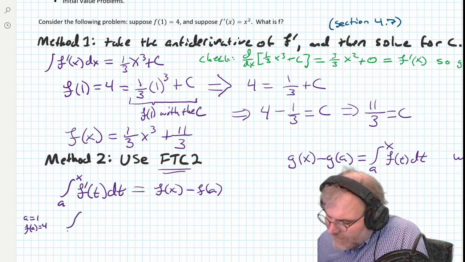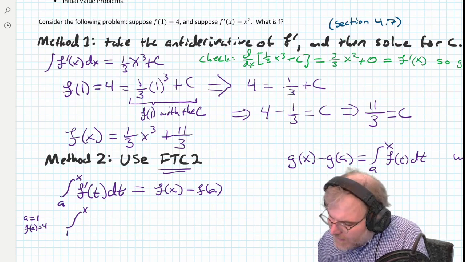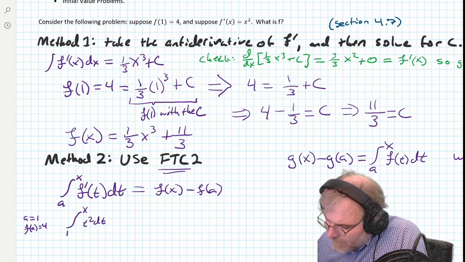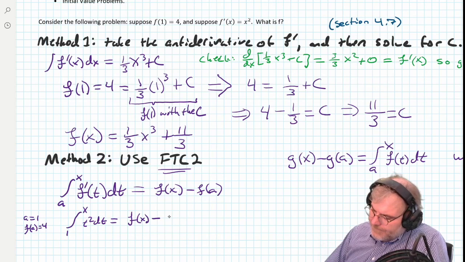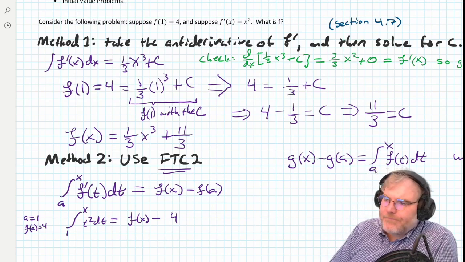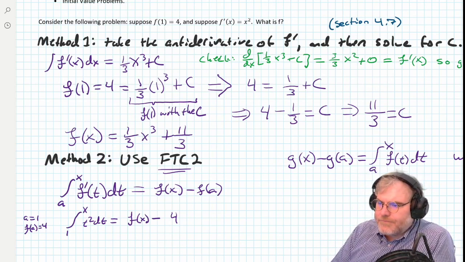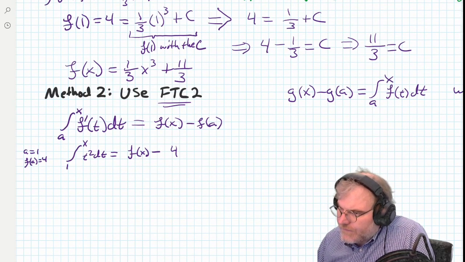So now what I have is that the integral from 1 to x of f prime of t dt, and I have that, that's x squared, so t squared, equals f of x minus f of 1, which is 4. How do we feel about that 1 to 5? This is just applying FTC2 to this.